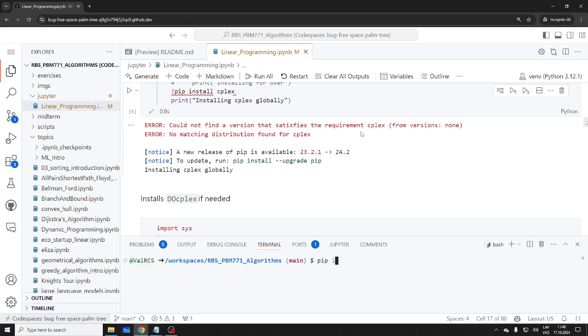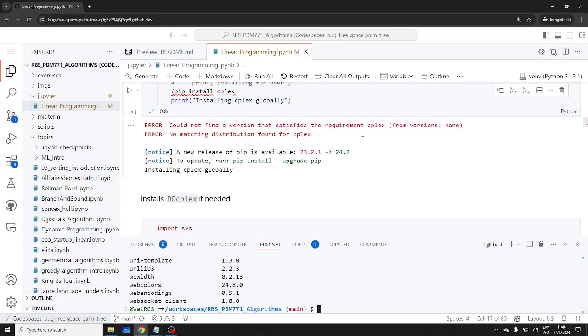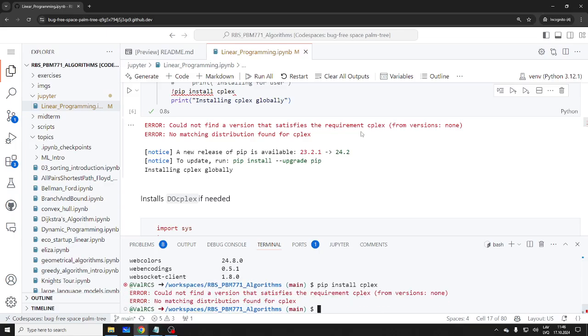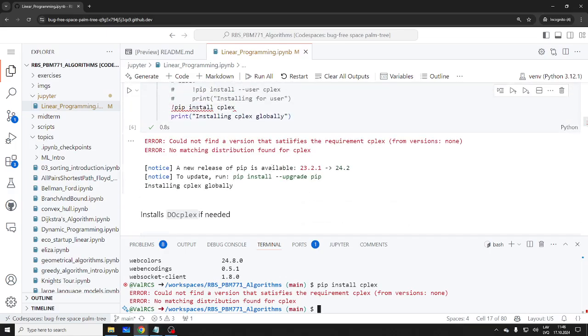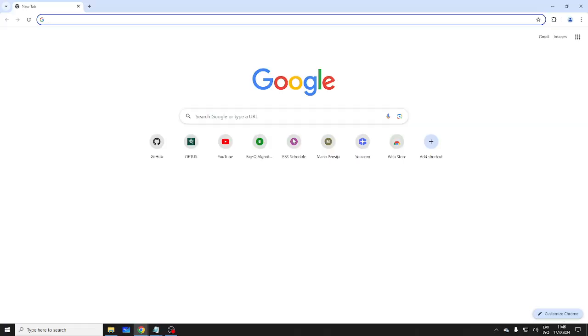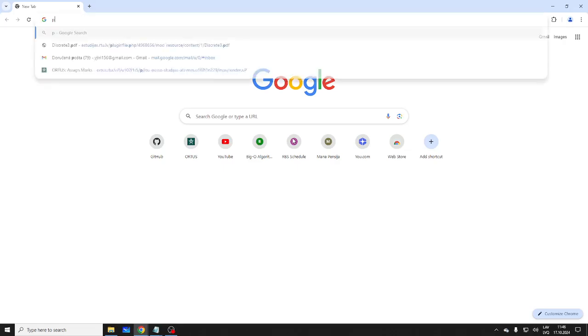Pip list. Do we have anything good? We have a bunch of stuff. What's happening here? If I pip install cplex, what happens? Oh, very interesting. Why didn't it find any more? It's not available. I'll have to go to Colab then, because it worked before.